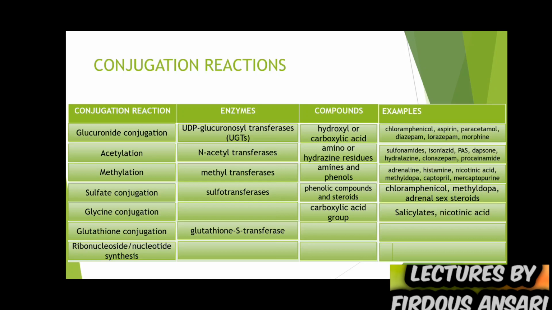One important thing you need to know regarding the glucuronide conjugation reaction is the enterohepatic cycling. So suppose this is our liver. In the liver a drug is approaching, and this drug is nothing but your phase 1 metabolite only. In the liver you have the enzyme UDP glucuronosyl transferase, and what it will do is conjugate this drug with glucuronic acid.